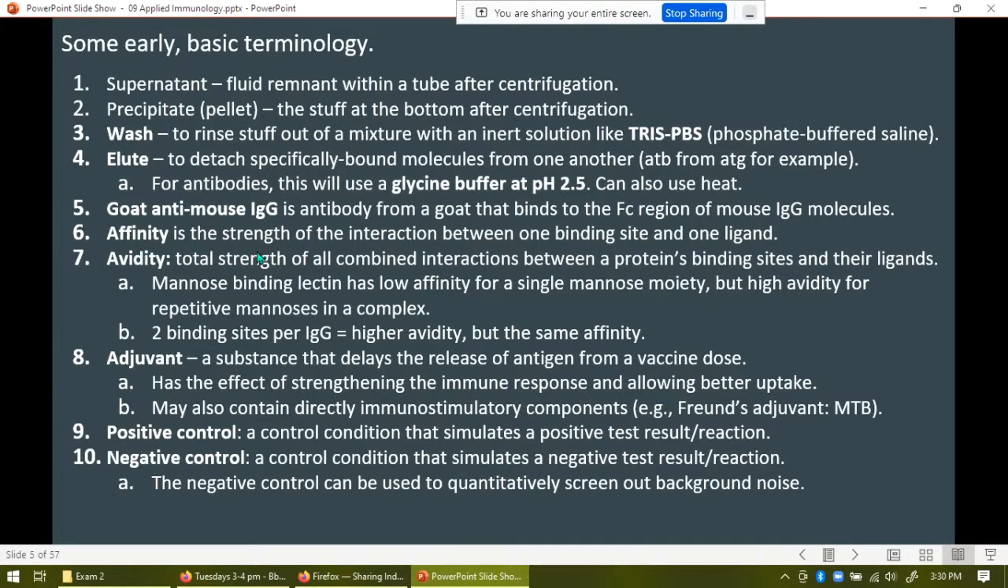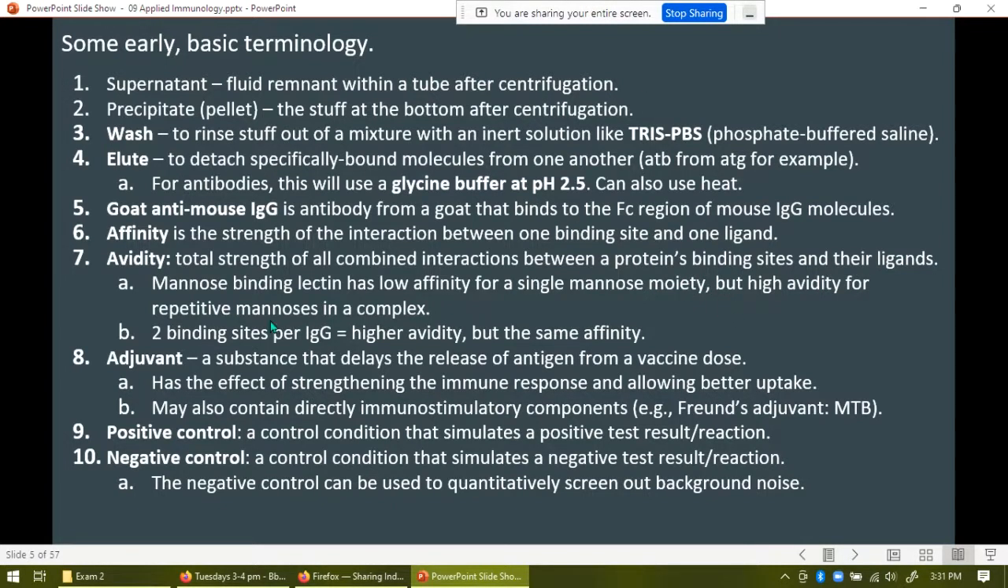Affinity is the strength of a single interaction between one binding site and one ligand. Okay? Avidity is the total strength of all combined interactions between a protein's binding sites and all of their ligands. For example, mannose binding lectin in the lectin pathway of complement has low affinity for a single mannose moiety, but if there are repetitive mannoses in a complex, the avidity is very high. So it tends to not bind to one mannose, but many mannoses all in a row.